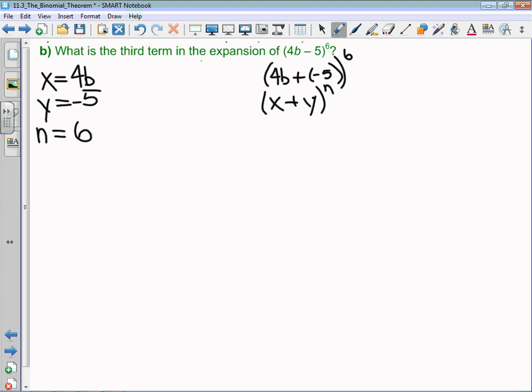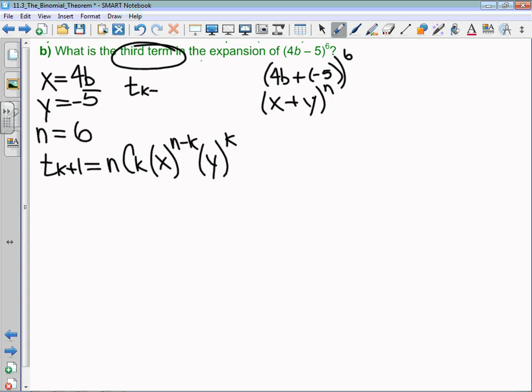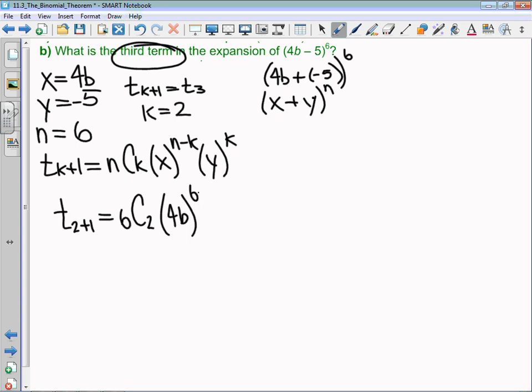Now, to get the expansion, term k plus 1 is equal to n choose k times x to the power of n minus k times y to the power of k, and we want the third term. Well, if term k plus 1 gives us the third term, we know that k is equal to 2. So I'm going to take the value of x, the value of y, the value of n, the value of k, and I'm going to plug them in. And I'm going to say that term 2 plus 1, which is term 3, is going to be equal to 6 choose 2 times 4b to the power of 6 minus 2 times negative 5 to the power of, and we know what k is, it's 2.